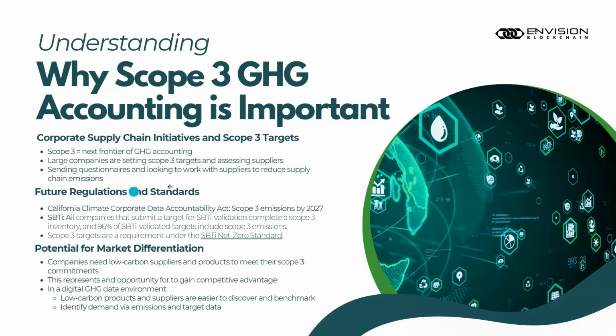Also, regulations and standards are starting to place a focus on Scope 3 emissions. The California Climate Corporate Data Accountability Act has Scope 3 emissions reporting by 2027. There's also the Science-Based Targets Initiative, also known as SBTi. All companies that submit a target to the SBTi for validation complete a Scope 3 inventory, and 96% of them have targets that involve Scope 3 emissions. Scope 3 targets are also a requirement under the SBTi net zero standard.